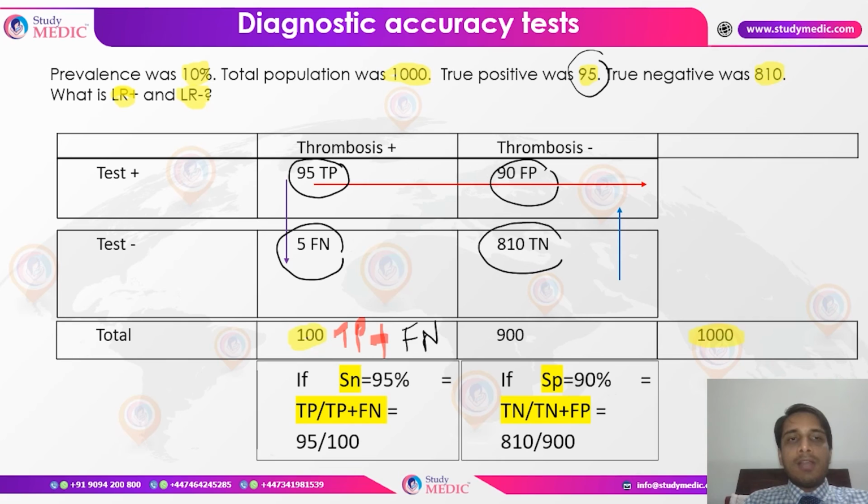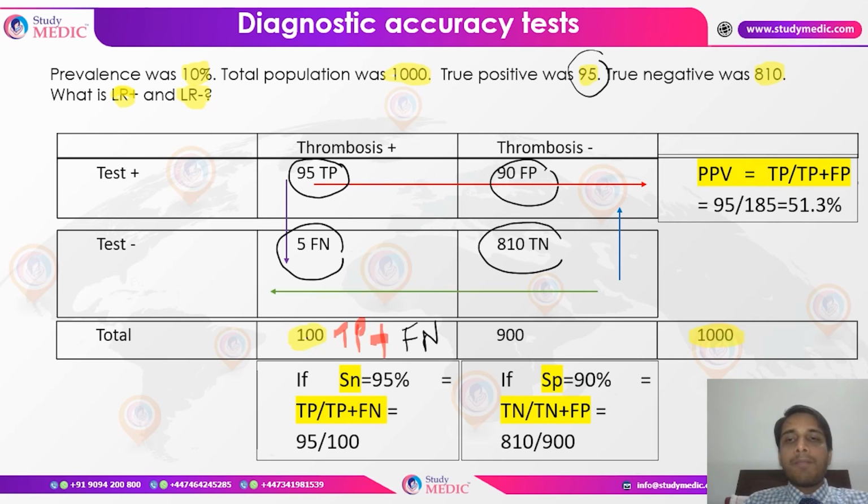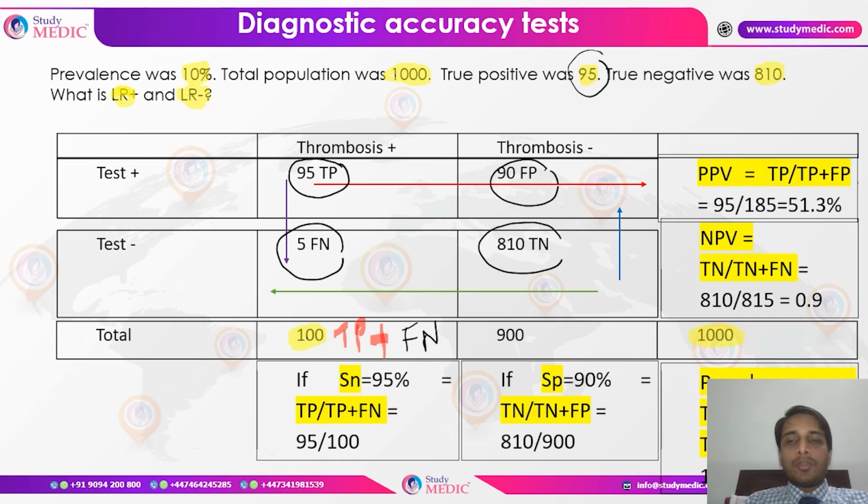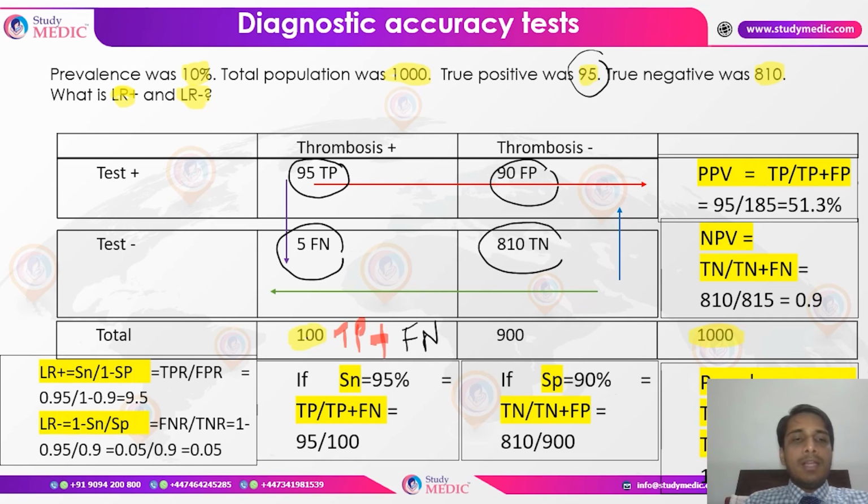Then how to calculate likelihood ratio? So positive predictive value is 95 out of 185, and negative predictive value is 810 out of 815. Now how to calculate likelihood ratio, right? So likelihood ratio positive is sensitivity divided by 1 minus specificity. What is sensitivity? The sensitivity is 95%. How much is the specificity? 90%. So 1 minus specificity is 1 minus 0.9. So it is 0.95 divided by 0.1, which is equal to 9.5.